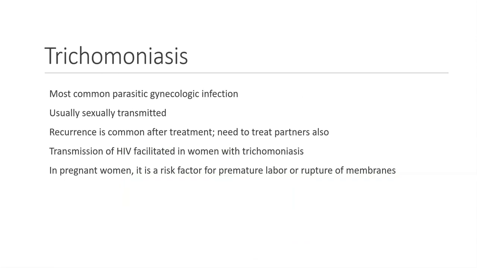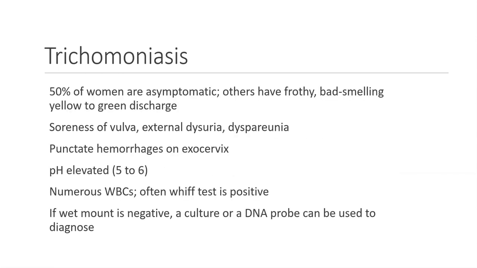Trichomoniasis is the most common parasitic gynecologic infection. It's usually sexually transmitted, and unfortunately recurrence is common after treatment because the woman's sexual partner needs to be treated as well. Unfortunately, if you do have trichomoniasis, the transmission of HIV is facilitated. In pregnant women, it is a risk factor for premature labor or rupture of the membranes.